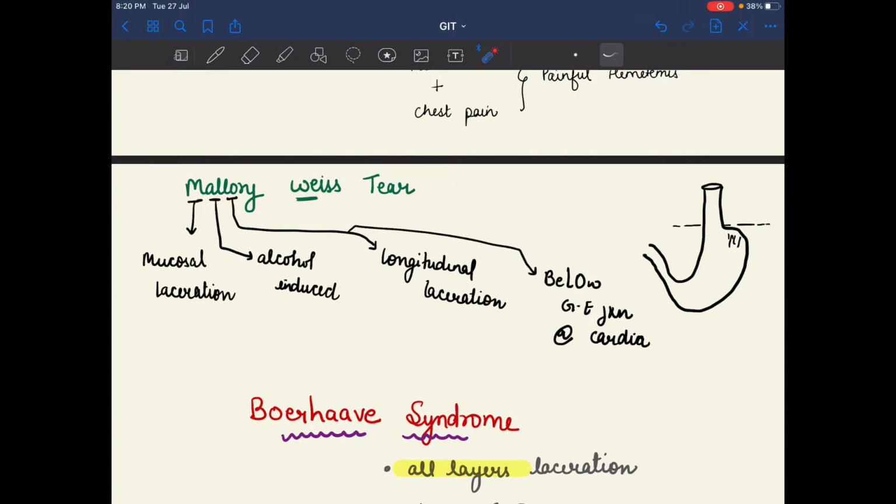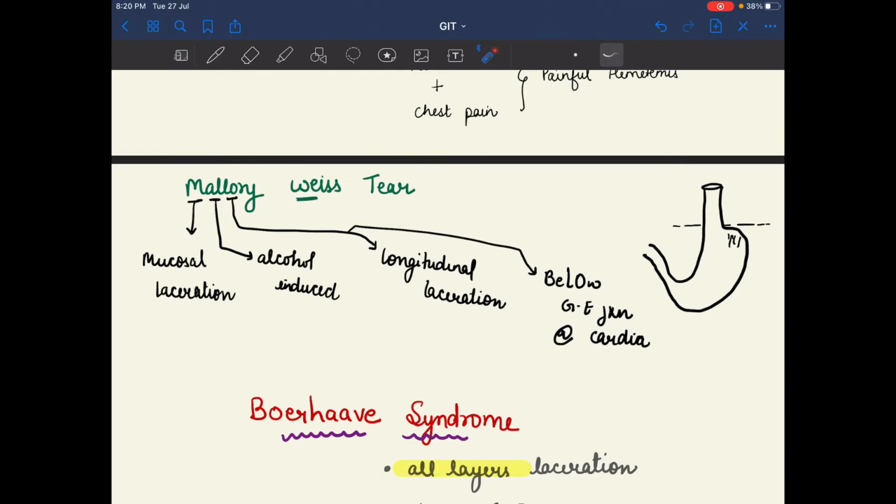So Mallory Weiss, we have one trick for remembering the presentation. The person drinks alcohol, and after drinking alcohol he has vomiting, and after vomiting he feels retching. So retching is felt in this patient after drinking alcohol. He has hematemesis, and after hematemesis retching is present. So this is the clinical history which is given in the question. We can find Mallory Weiss very easily by this clinical presentation.